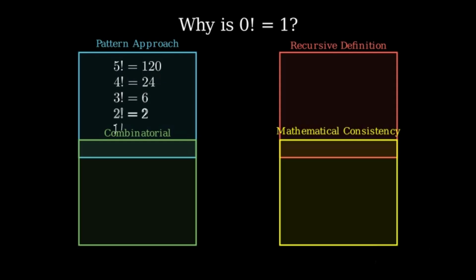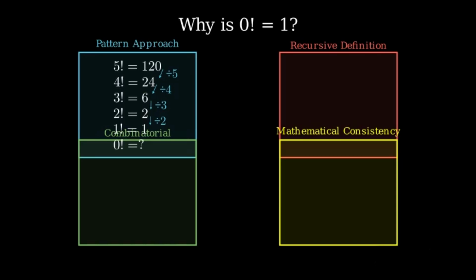When we look at a sequence of factorials, we can observe a consistent relationship between consecutive values. Notice the relationship between each pair of consecutive factorials. 5 factorial divided by 5 equals 4 factorial. 4 factorial divided by 4 equals 3 factorial. This pattern continues all the way down. Each factorial divided by its number gives the previous factorial.